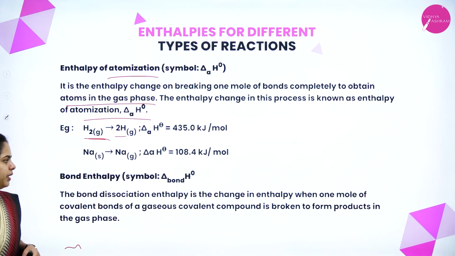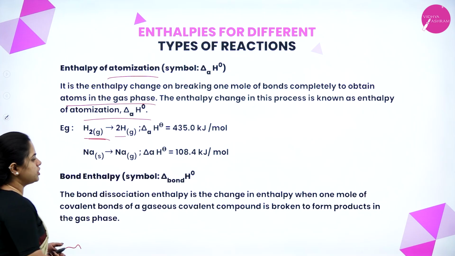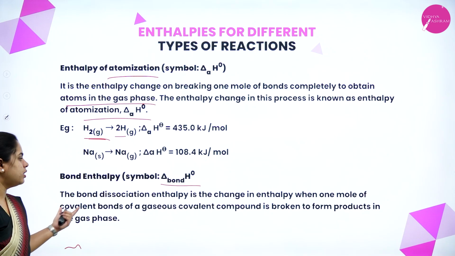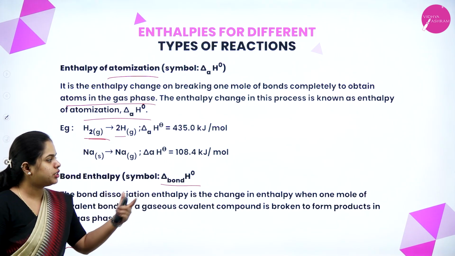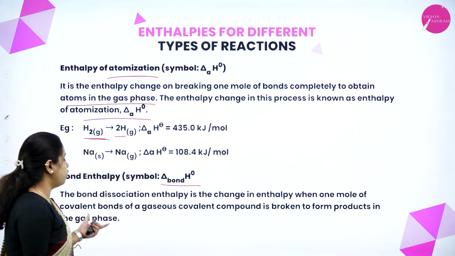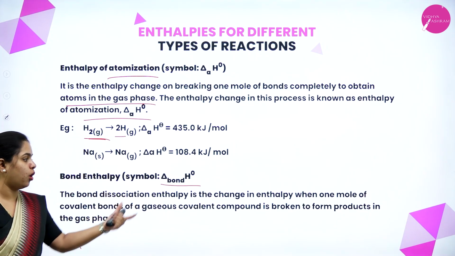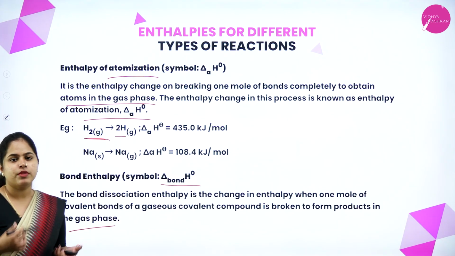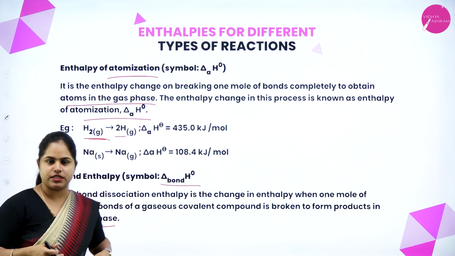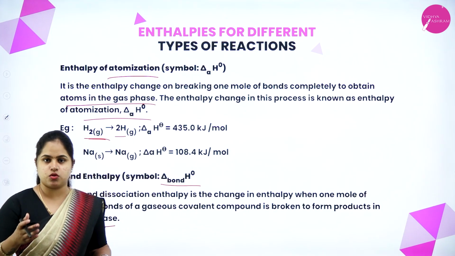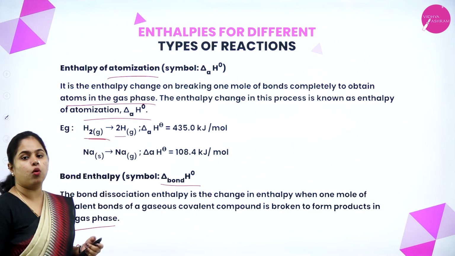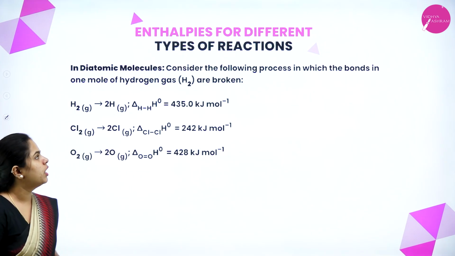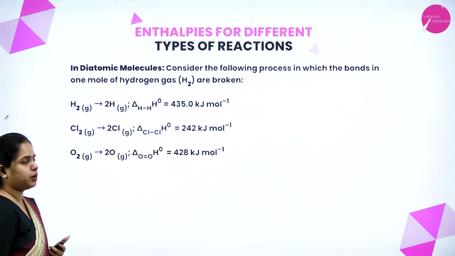Now bond enthalpy. The next one is bond enthalpy, which is represented by delta bond H naught, again in standard condition. The bond dissociation enthalpy is the change in enthalpy where 1 mole of covalent bonds of gaseous covalent compounds is broken to form products in the gaseous phase. It is quite similar to the previous one. It is the enthalpy change associated when 1 mole of covalent bonds of a gaseous compound is broken down into its constituent elements.